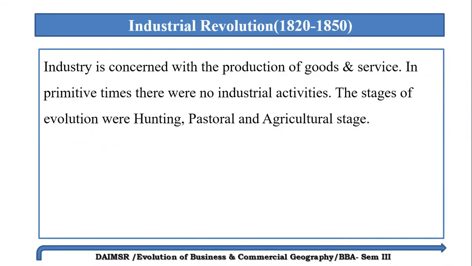Industrial revolution happened between 1820 to 1850. First, we will understand what industry is all about. Basically, industry is concerned with the production of goods and services. There was a time in the history of mankind when there were no industrial activities. Our primitive ancestors consumed what they produced.